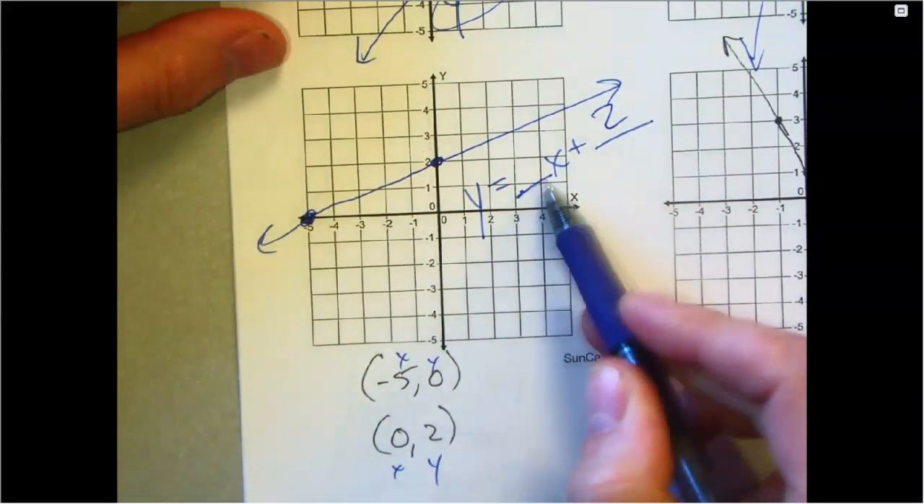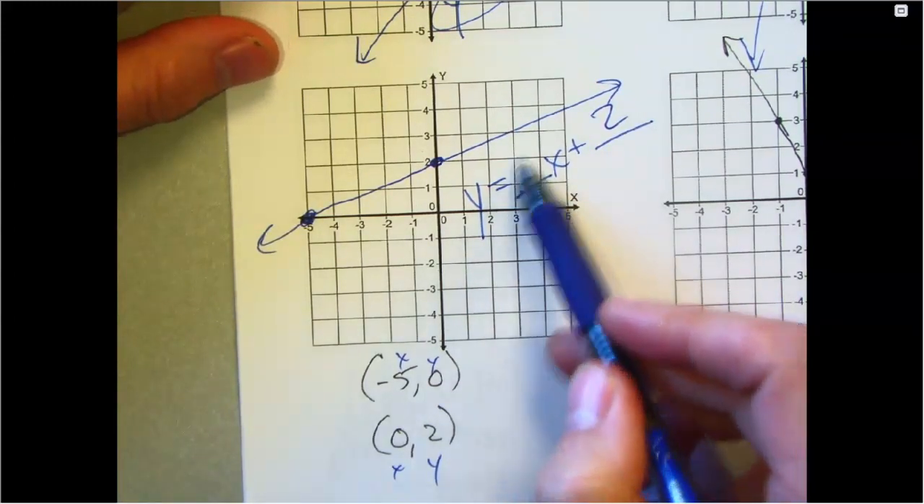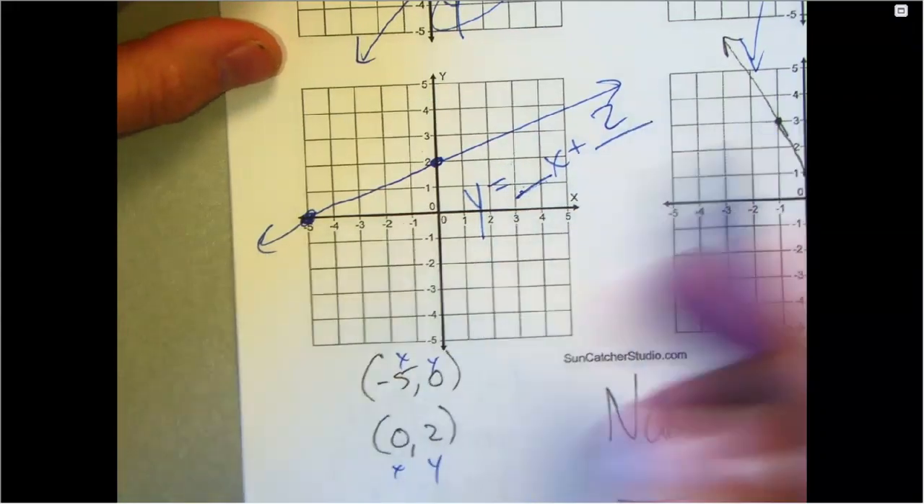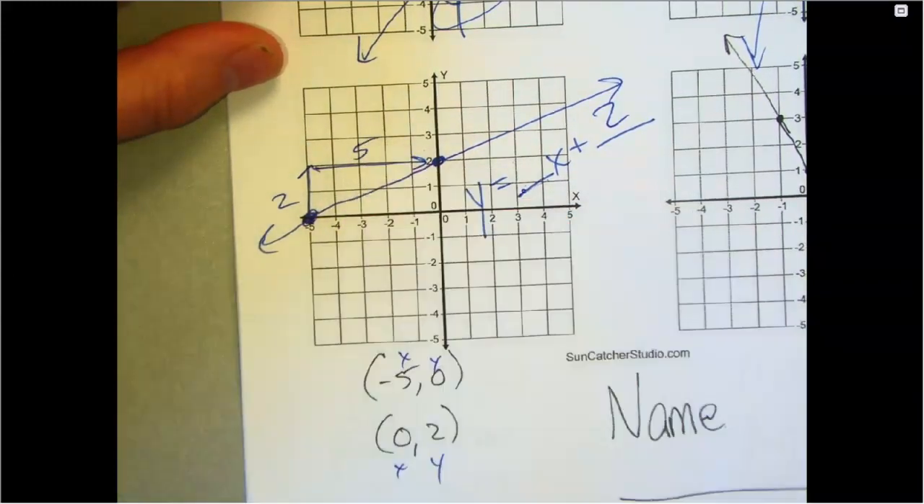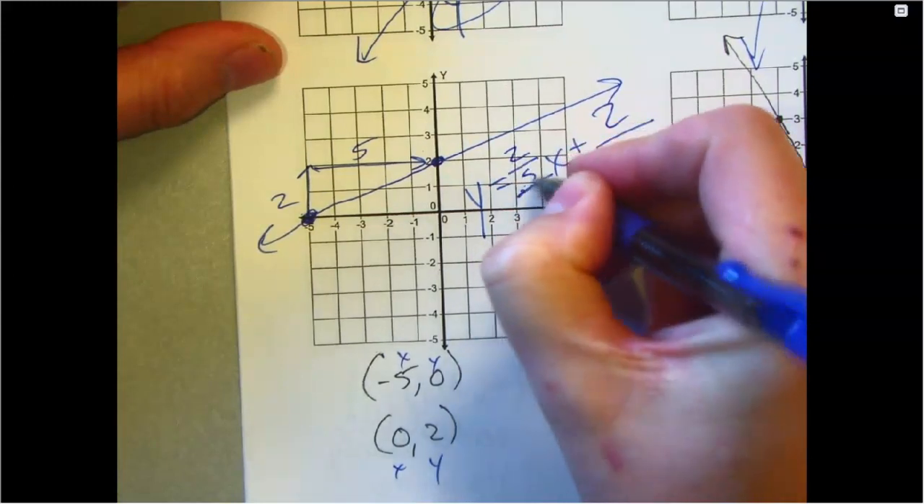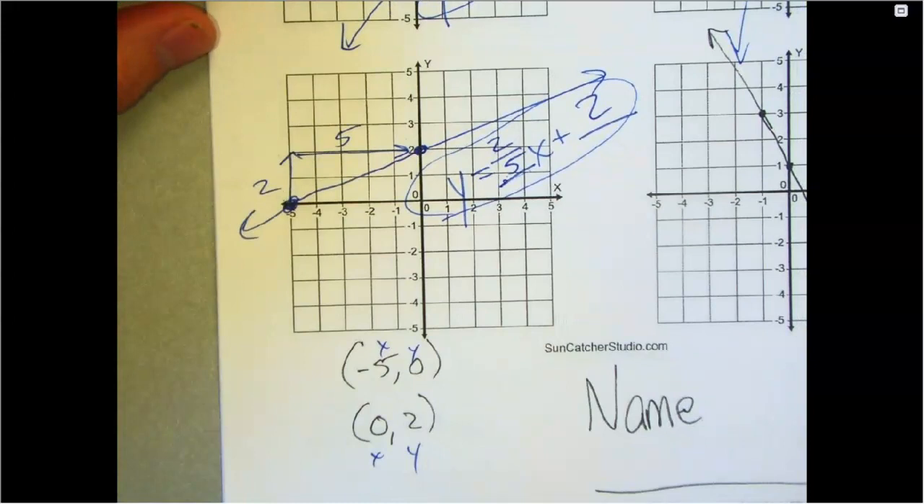And then what goes here is the slope, but we have to do a little more work for this one because we have to actually count. Is this number going to be positive or negative? Positive because we're going up. So if I go up 2 over 5, that gets me from one point to the next, so that means my slope is 2 fifths. Question on that one?